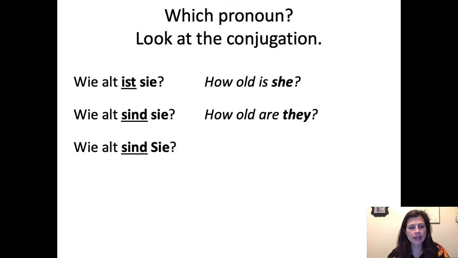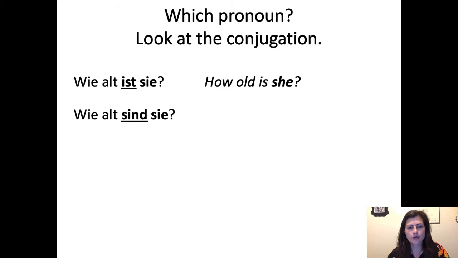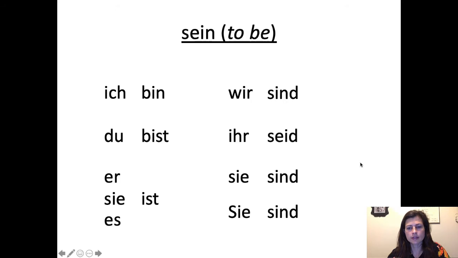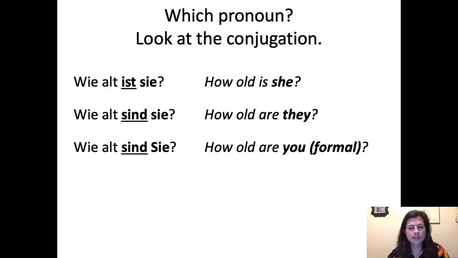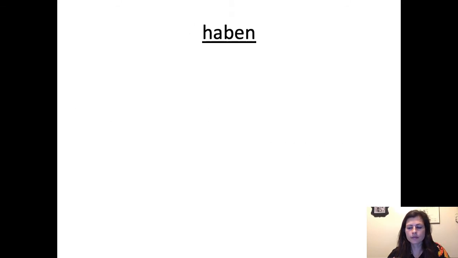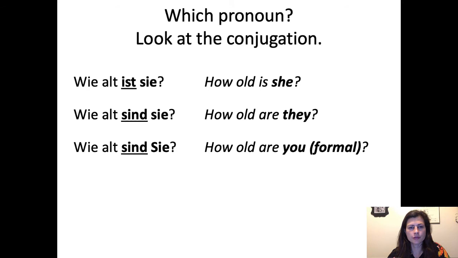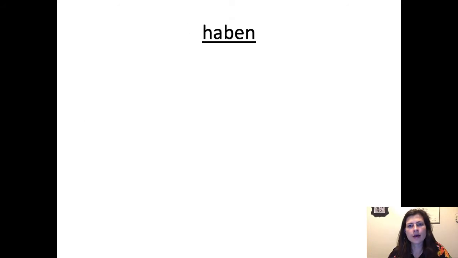And then if we had a capital S, wie alt sind Sie, then you would know that it's actually the you formal, because the capital S and sind, that's how you get to you formal are. So we can see that one is capital and one is not. So that's convenient enough. We'll do in a moment where sometimes there's just context, so we'll tell you between they and you formal. But for now, let's look at haben in the present tense.